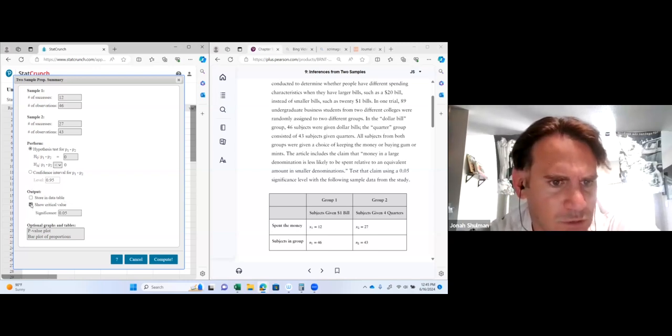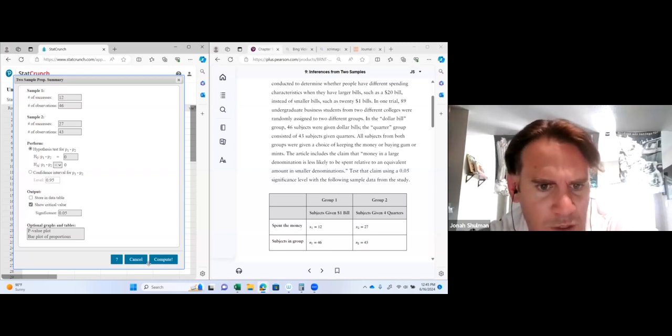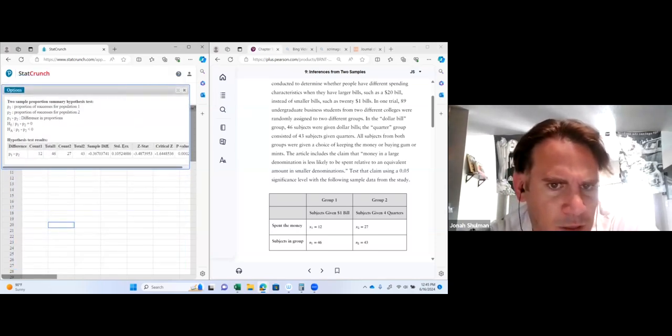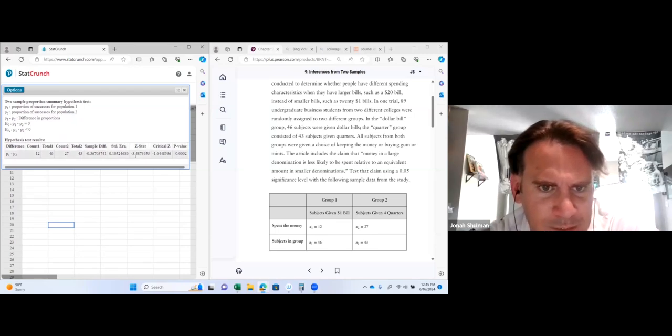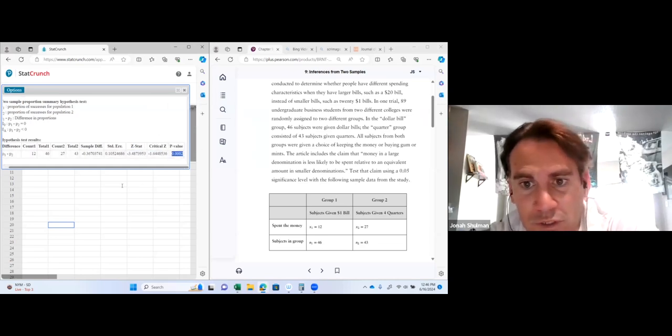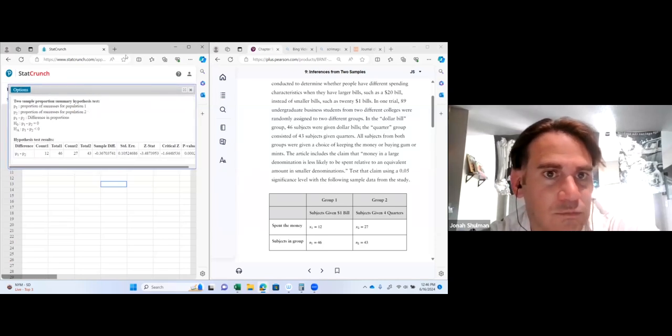I also want to show the critical value. They say at the 0.05. I click compute. Here we go. Sweet. Our statistic was negative 3.48, and our critical is negative 1.644. The stat is beyond the critical value, and you can also say that the p-value is less than 0.05. So either way we slice it, it's significant. So we did the first one.